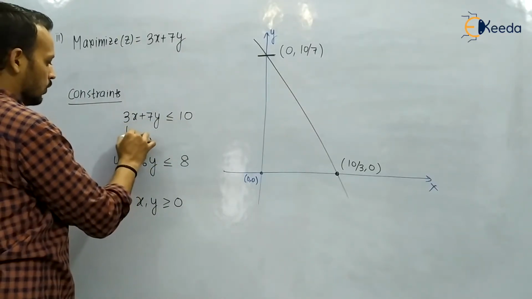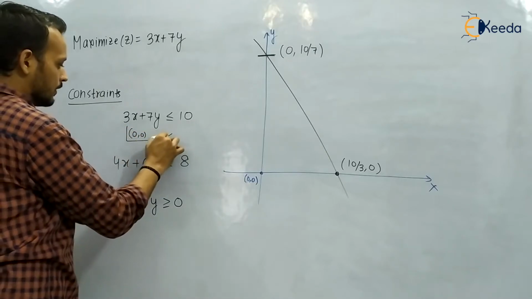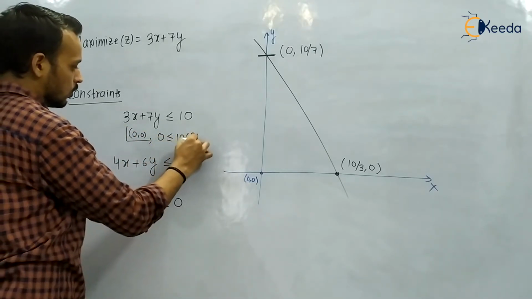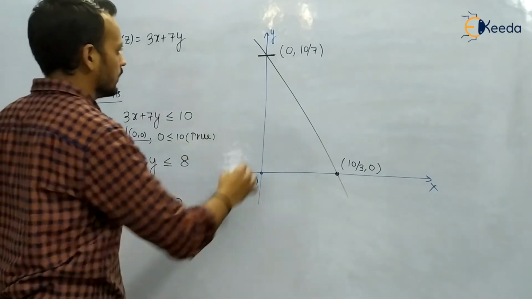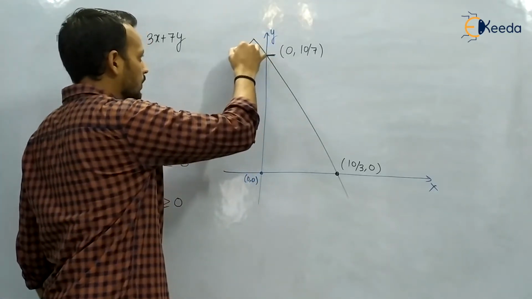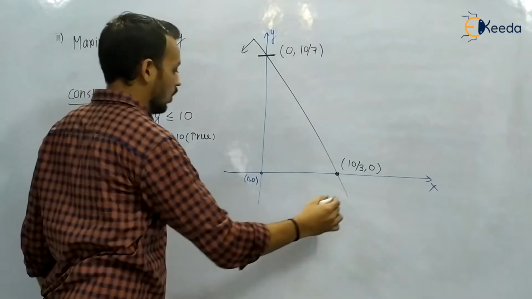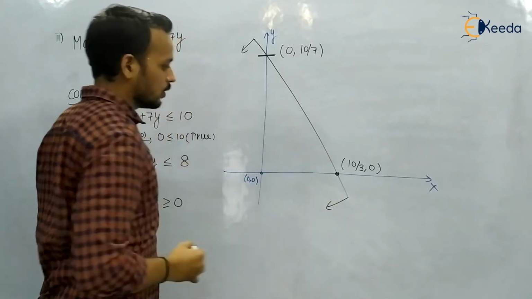So what we will do, we will put 0 comma 0. This is a less than or equal to type constraint, so the condition is true. 0 is less than or equal to 10, so the condition is true. True means the graph will be shaded towards the origin.